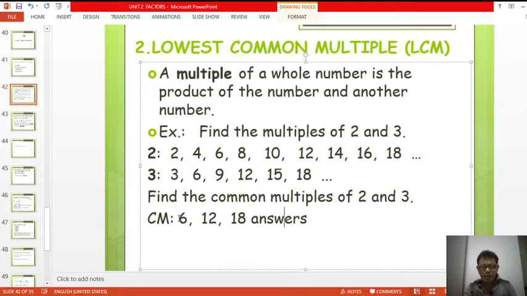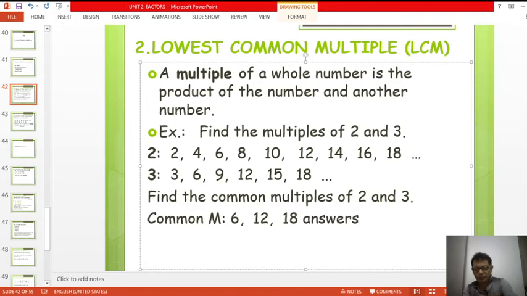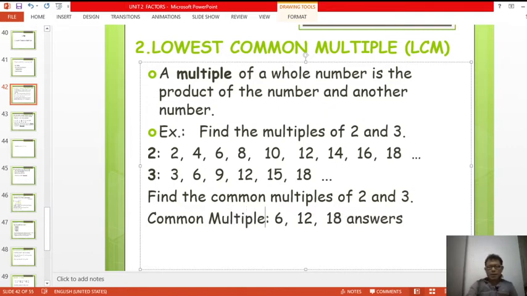These are your answer. Common multiple. Okay, so that is your answer for this problem.